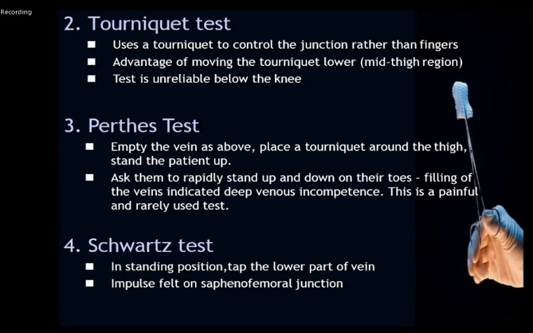So there is another test which is called the Perthes test. In this test, we empty the vein as above and then place a tourniquet around the thigh and ask the patient to stand up. When they rapidly stand up and down on their toes, if there is filling of the veins, it indicates deep venous incompetency. This is a painful test and rarely used nowadays.